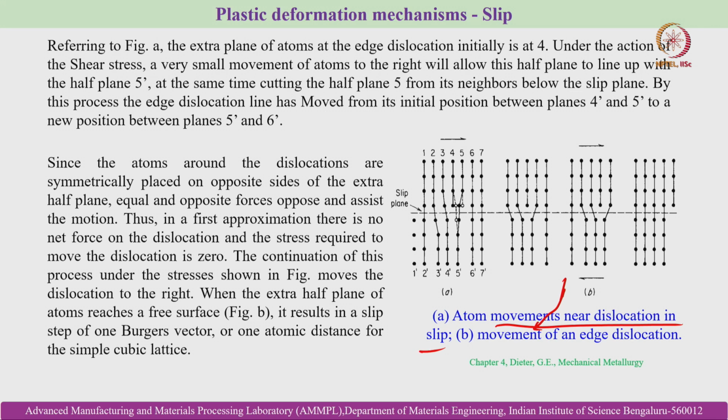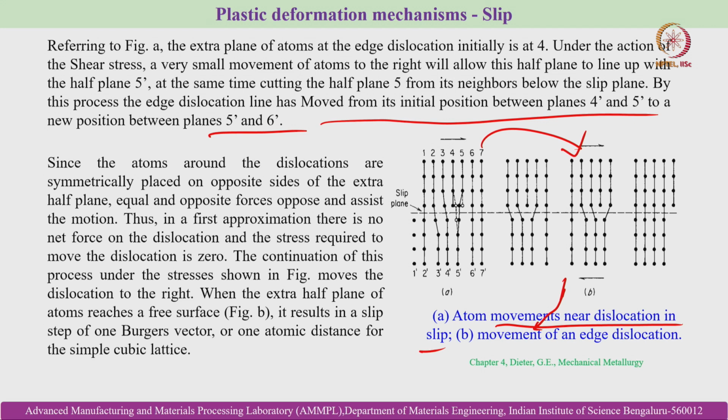In figure A, the extra plane of atoms at the edge dislocation is initially at 4, and then under the action of shear stress, a very small movement of atoms to the right will allow this half plane to line up with the half plane 5, at the same time cutting the half plane 5 from its neighbors below the slip plane. By this process, the edge dislocation line has moved from its initial position between 4 and 5 to a new position between 5 and 6.